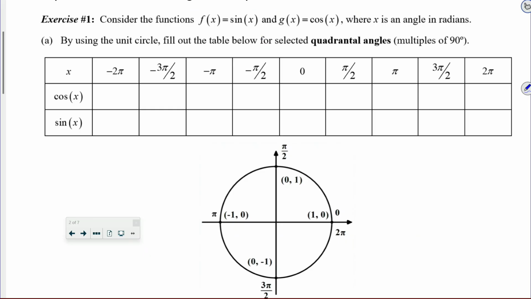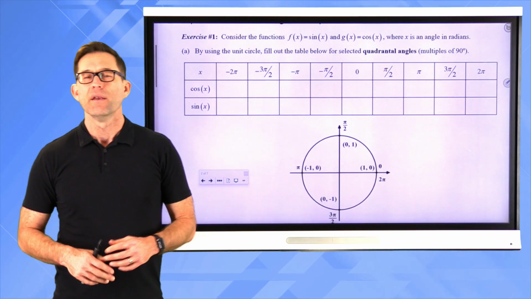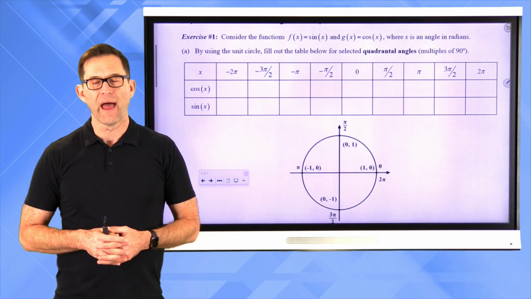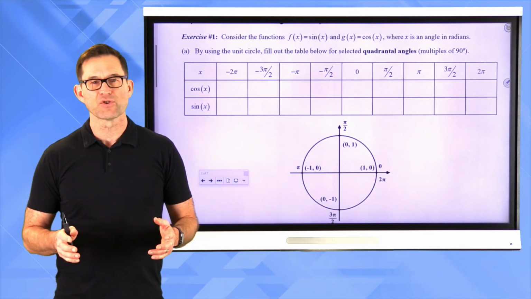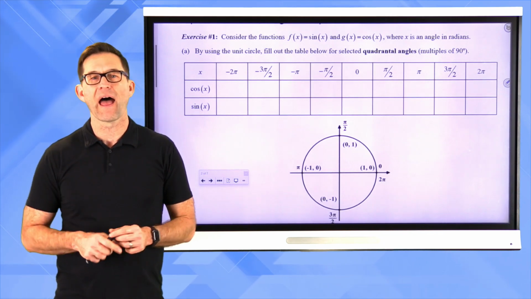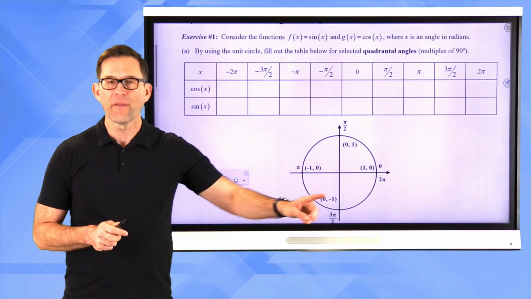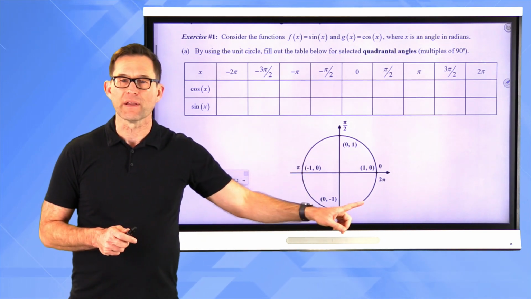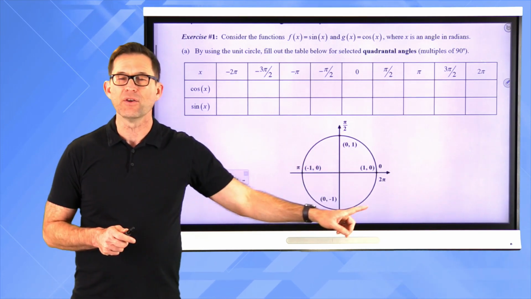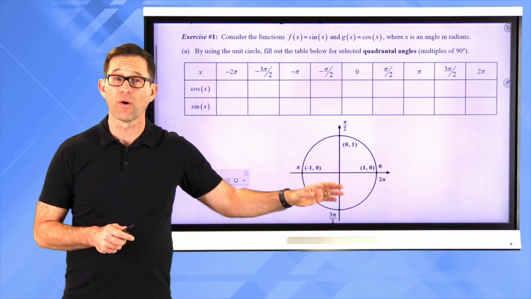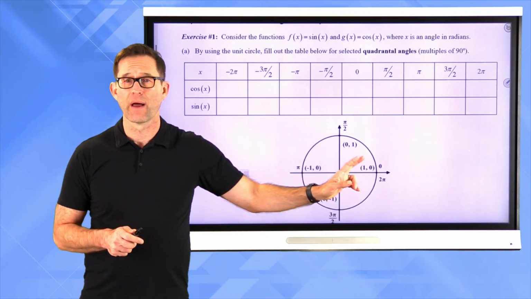Consider the functions f of x equals sine x and g of x equals cosine x, where x is an angle in radians. By using the unit circle, fill out the table below for selected quadrantal angles, multiples of 90 degrees. Now again, we use the radian as the input in these sorts of functions because they have a physical meaning. On the unit circle, the radian literally is the length of the arc that you travel around. It's not just the angle, but it's also how far you've traveled around the unit circle.